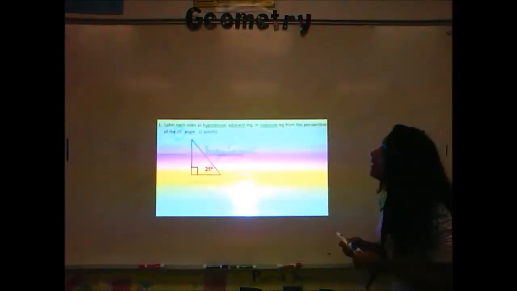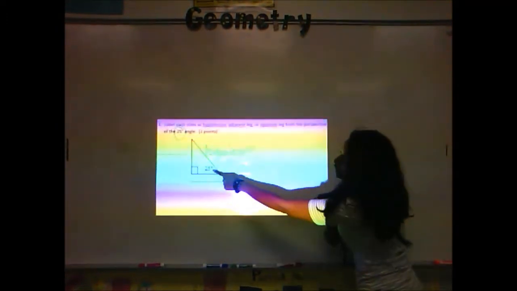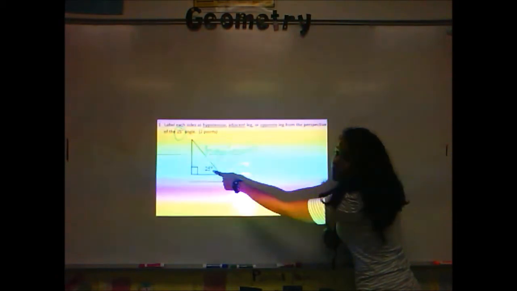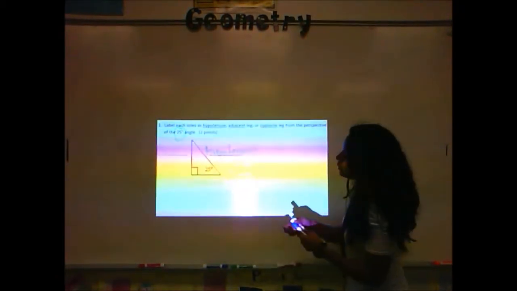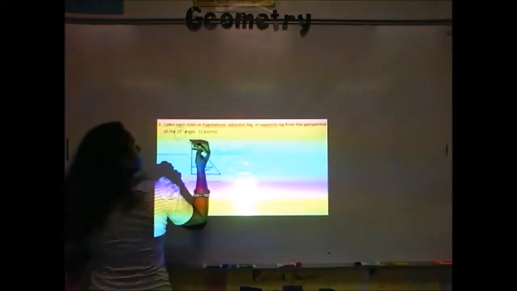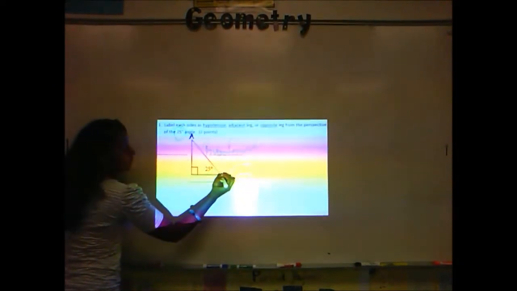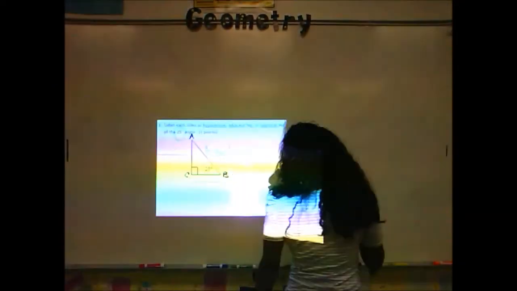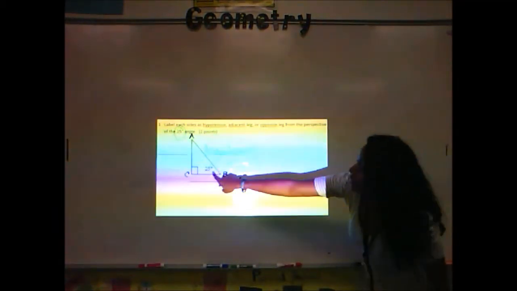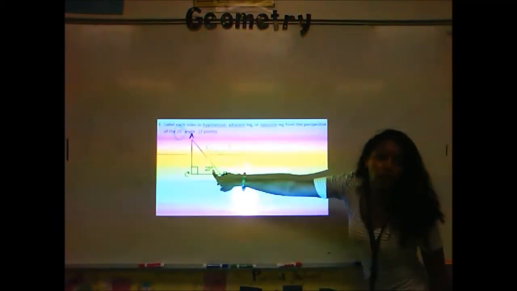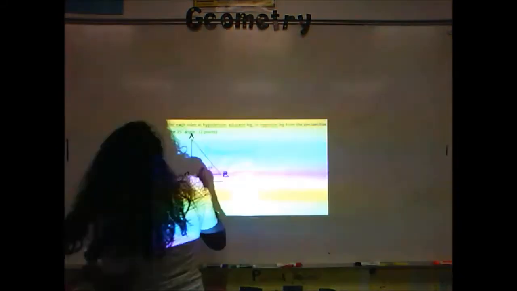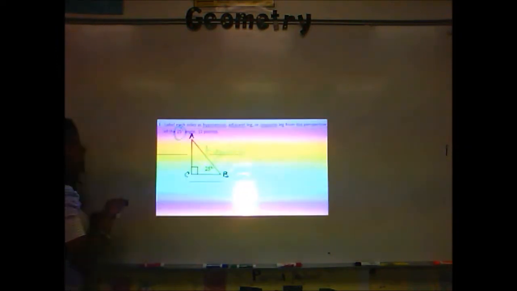Alright, so if we're looking at this triangle from the 25-degree angle, which side is opposite? Let me label these sides so that we know which ones are which. Which side is opposite from the 25-degree angle? Yes, AC, awesome. So this one is opposite.